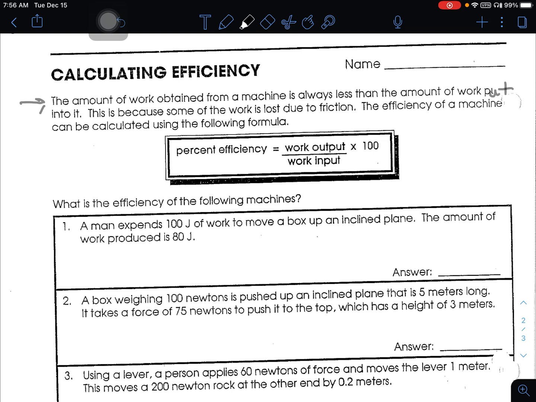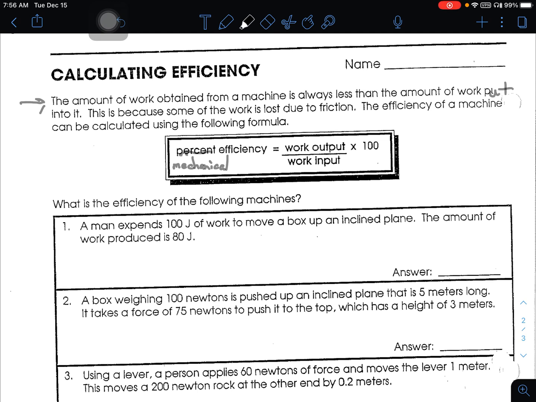Right now in the box, they're calling it percent efficiency. This is what I'm calling mechanical efficiency. Okay, just so you know, it's the same thing. Equals work output divided by work input times 100. Okay, so let's look at the first word problem. It says, what is the efficiency of the following machines?